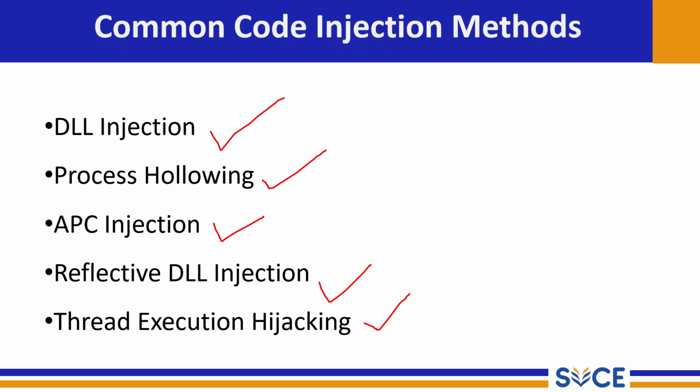And the fifth one, thread execution hijacking. How it works here is redirecting an existing thread's execution to the malicious code. For detection, monitor SetThreadContext calls modifying the EIP or RIP, okay, and look for thread execution flow changes.